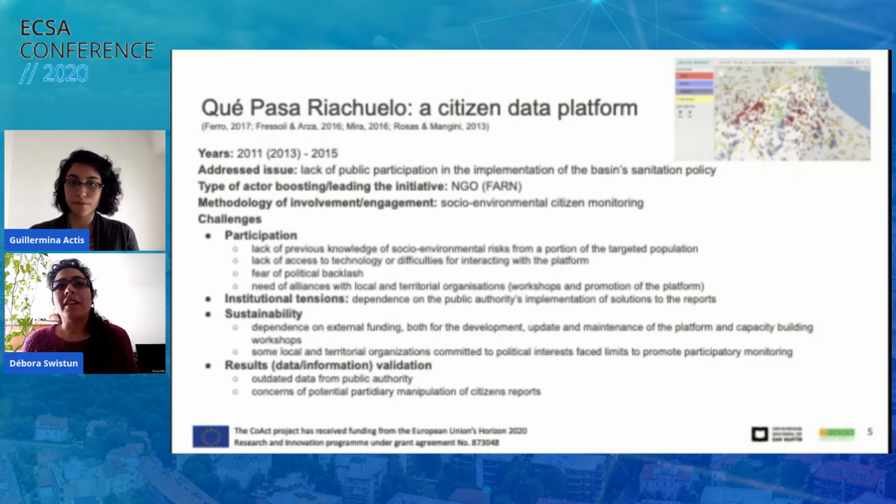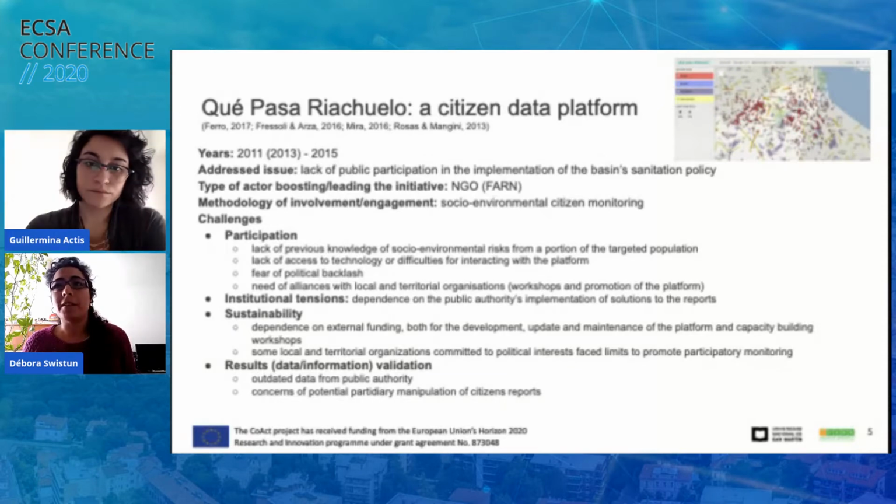The second project we analyze is the citizen data platform Que Pasa Riachuelo, or WhatsApp Riachuelo. The idea of this platform was to address the lack of public participation in the implementation of the basin sanitation policy, and it was led by the NGO FARN, with the help of independent researchers and activists around the network M7 Red.